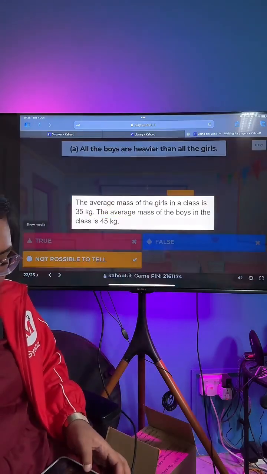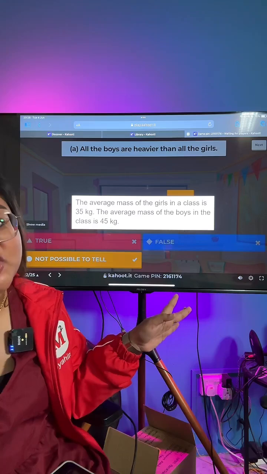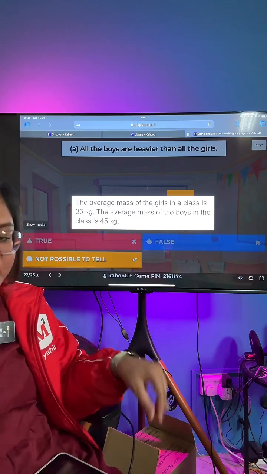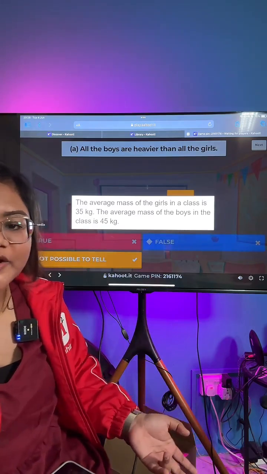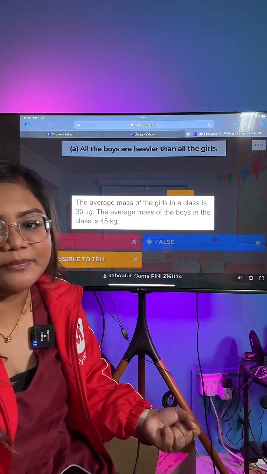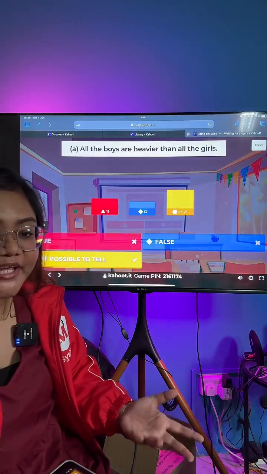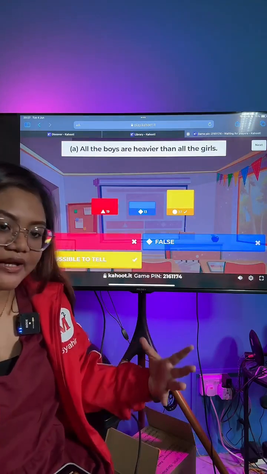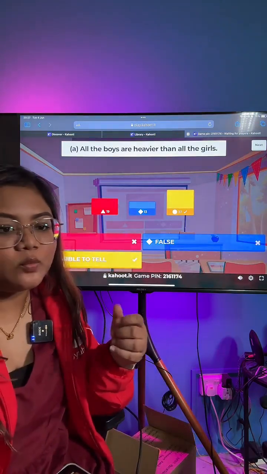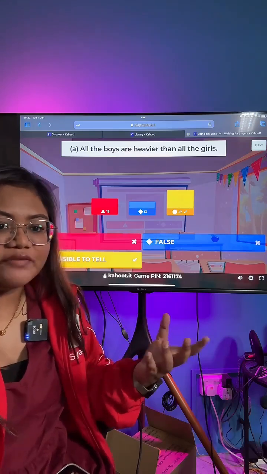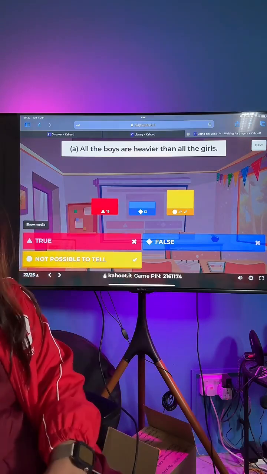Why? Very simple. Remember, the average mass of all the girls in a class is 35 kg. The average mass of the boys is 45 kg. But that doesn't mean all the boys must be heavier than all the girls. What if you got an overweight girl and a very skinny boy? Also possible, right? If all the girls are skinny, all the boys are not so skinny, yes, true. But if there is one bigger sized girl and one very skinny boy, then this becomes false already. So it's not possible to tell, okay?